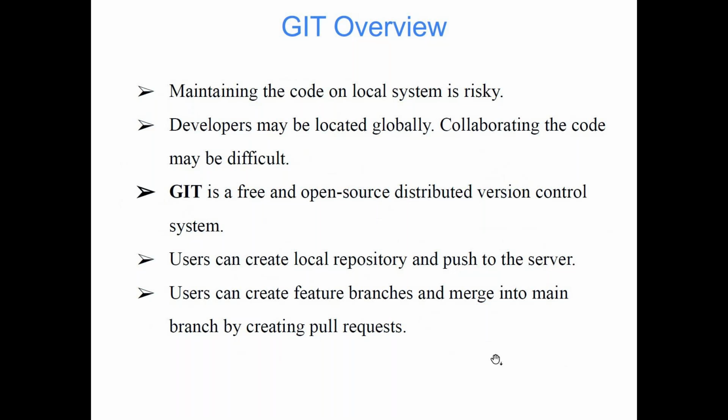Okay, so users can create a local repository and push to the server. A repository is nothing but a folder. You create a folder on your system, you make some code files, and you can push that entire folder into the Git server. And users can create feature branches and merge into the main branch by creating a pull request. So we are using a lot of terminology like feature branch, merging, pull request. What are these things? We'll be exploring them and I will be demonstrating that practically.